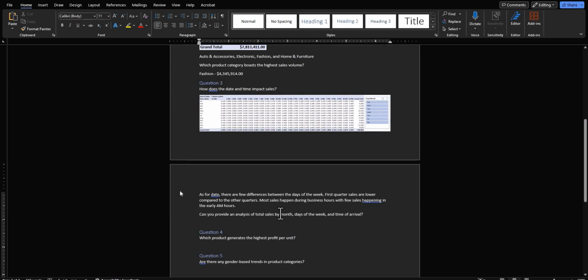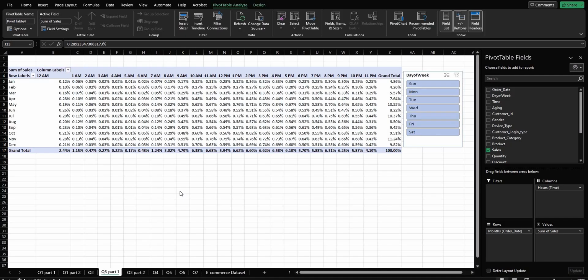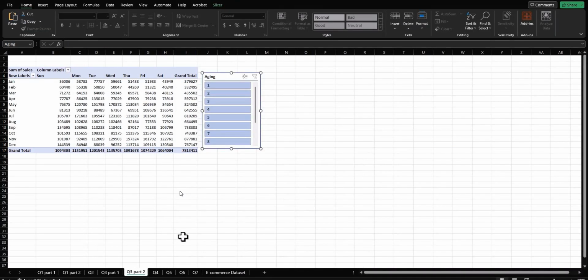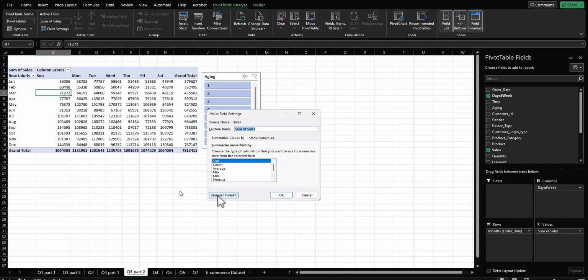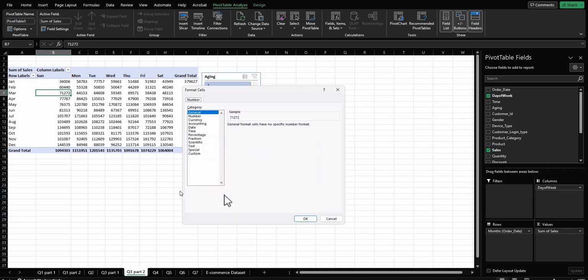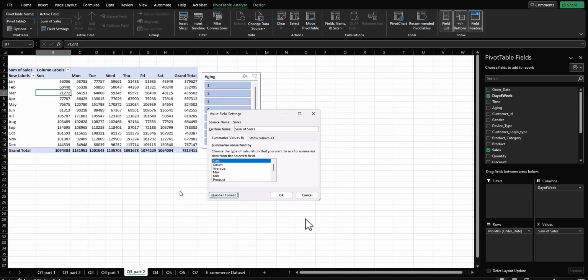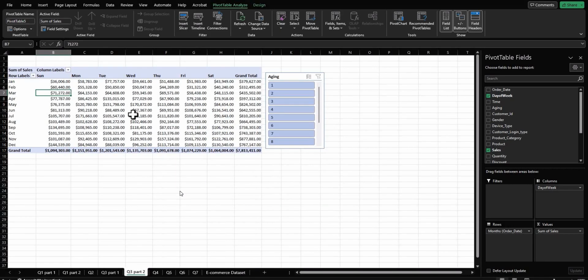Can you provide an analysis of total sales by month, days of week, and time of arrival? I can do that. That's part 2 of this one. So in this one, I have created months over here, days of week. So here we have sales by days of week. And in fact, let me go in here and I'm going to change this so that it looks a little bit nicer. Since these are sales, I'm going to go in here and choose number format and make this a currency. So that'll make it look really nice. There we go. That looks nicer.